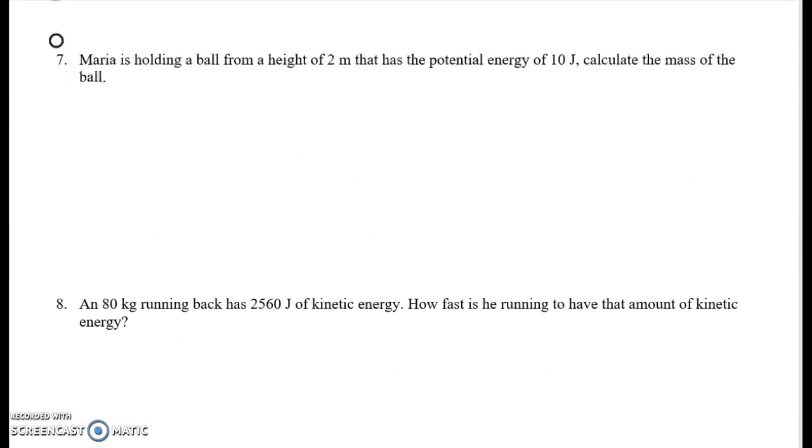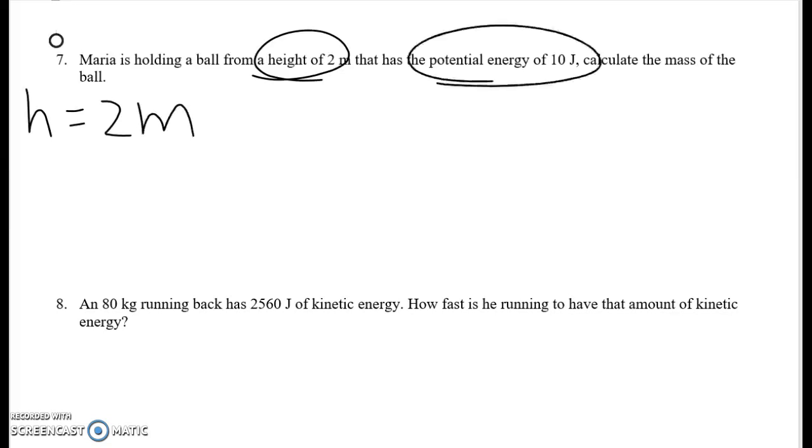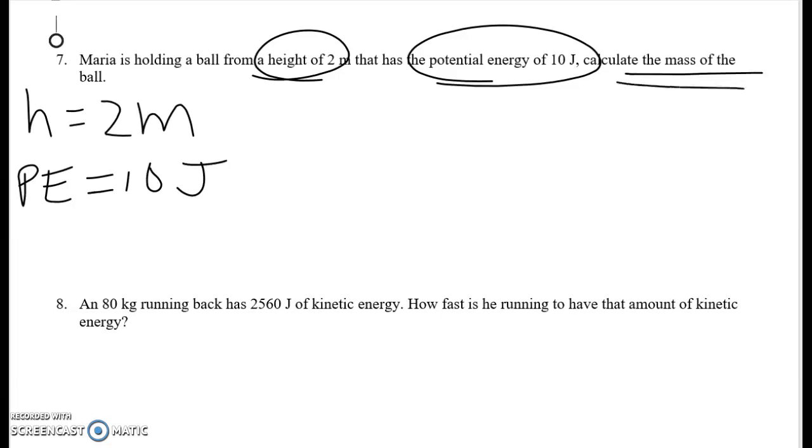So in problem 7, they give me a couple different variables. Maria is holding a ball from a height of 2 meters. So this time they give me height. It has a potential energy of 10 joules. That's PE. And they want me now to calculate the mass of the ball.